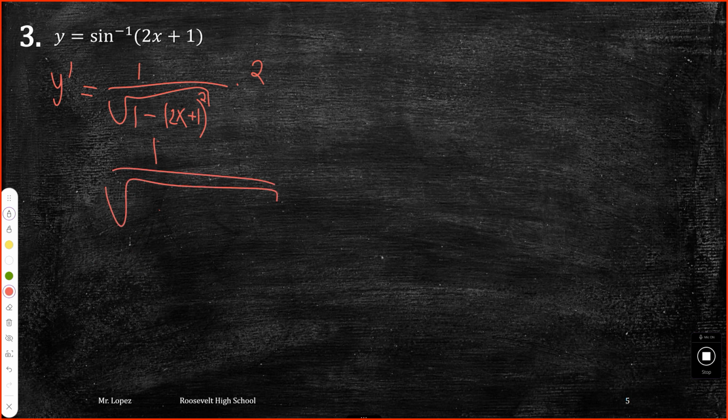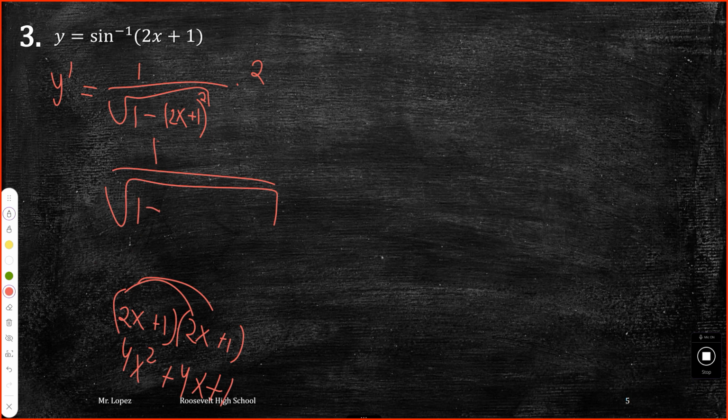1 over square root, you got what? 1 minus, so you got 2x plus 1 times 2x plus 1. If we have to do this simplifying, 4x squared plus 4x plus 1. And yes, it is. You're going to do 1 minus 4x squared minus 4x minus 1. This is 2. So you're going to get 2 over square root.